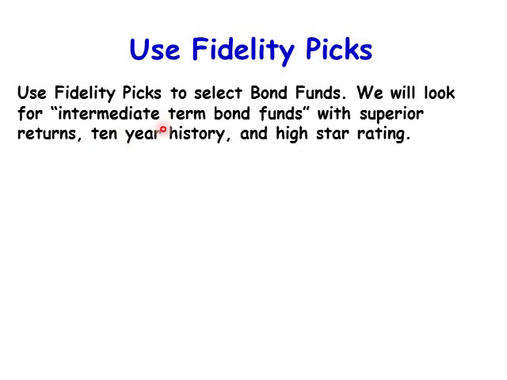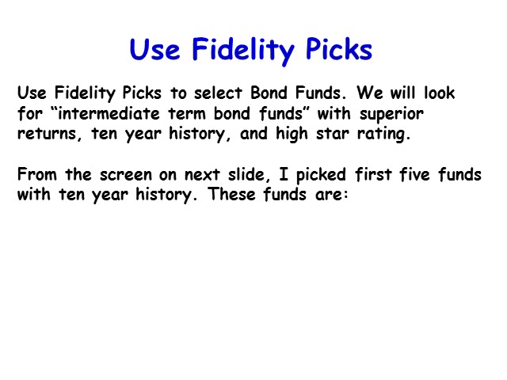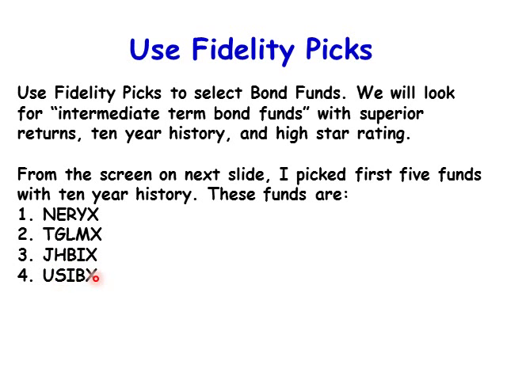We'll use Fidelity picks to select bond funds. We will look for intermediate term bond funds with superior return, 10-year history, and high star rating. From the screen on the next slide, I picked the first 5 funds with a 10-year history. These funds are NERYX, TGLMX, JHBIX, USIBX, and MWTIX.